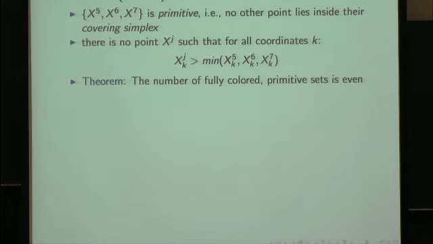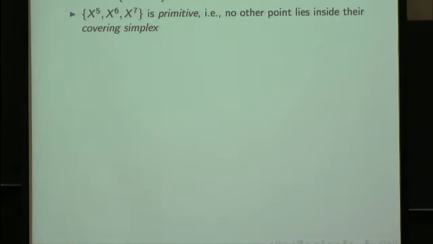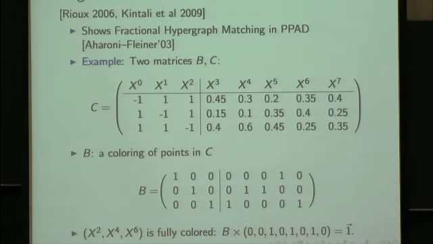So the very general form of the theorem says that the number of fully colored and primitive sets is even, and we always have one trivial set that is fully colored and primitive. So therefore, there must be an odd number of non-trivial fully colored primitive sets. So that formulation, where we only allow 0 or 1 in the matrix B, and allow integers here with some condition, can be proved in our theory.